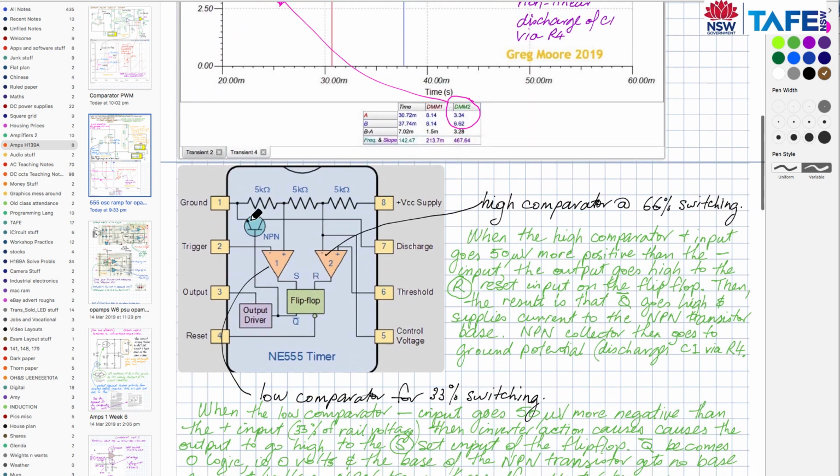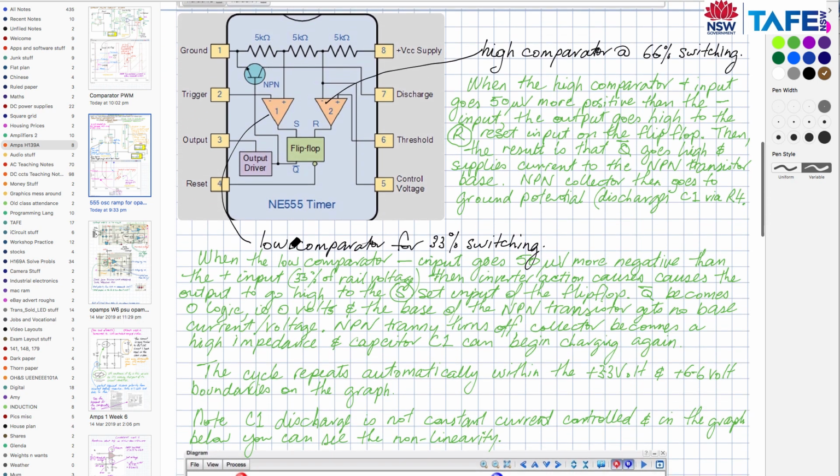Something has to happen here to turn this transistor on. And that happens with comparator number 1. I've said here in the notes, low comparator for 33% switching. When the low comparator input goes 50 microvolts more negative than the input, which is 33% of rail voltage, then inverter action causes the output to go high to the set input of the flip-flop.